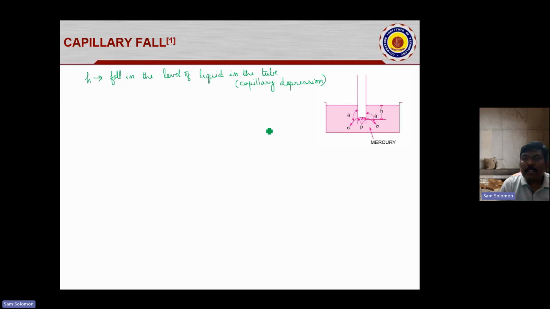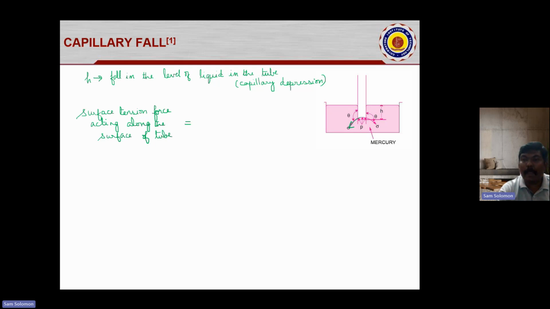Acting in the downward direction. In the previous case, it was acting in the upward direction. But once again, it is going to be acting throughout the surface of your tube. And so we can say that you have the surface tension force acting along the surface of the tube. And this should be equal to, in the previous case, you had the surface tension force acting upwards. Now your surface tension force is acting in the downward direction.